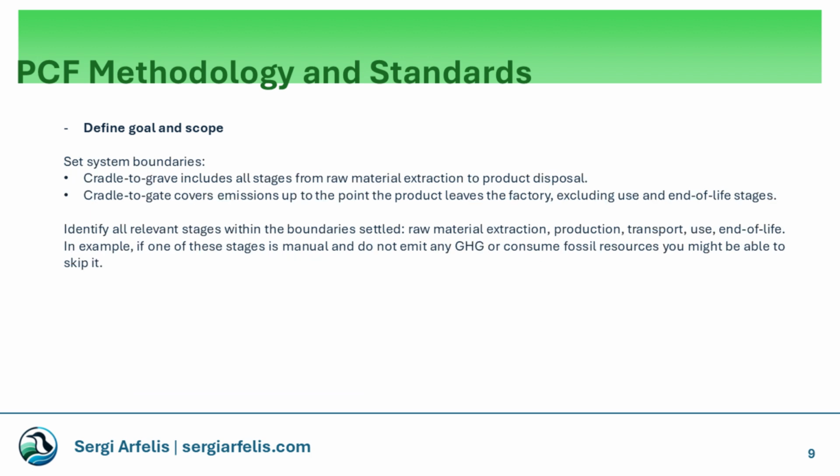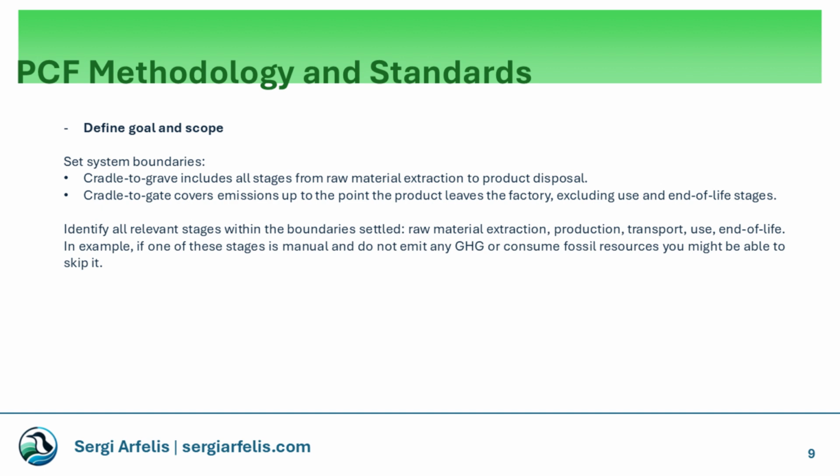You also need to set the system boundaries for your study. Decide which life cycle stages you will include, such as raw material extraction, production, transport, use, and end of life. For some studies, you might only consider cradle-to-gate, which stops at the factory gate, while others may require a full cradle-to-grave analysis. Finally, consider any assumptions or exclusions you are making. For instance, if certain stages or materials have a negligible impact or are the same for all compared products, you may decide to exclude them, but always document your reasoning.